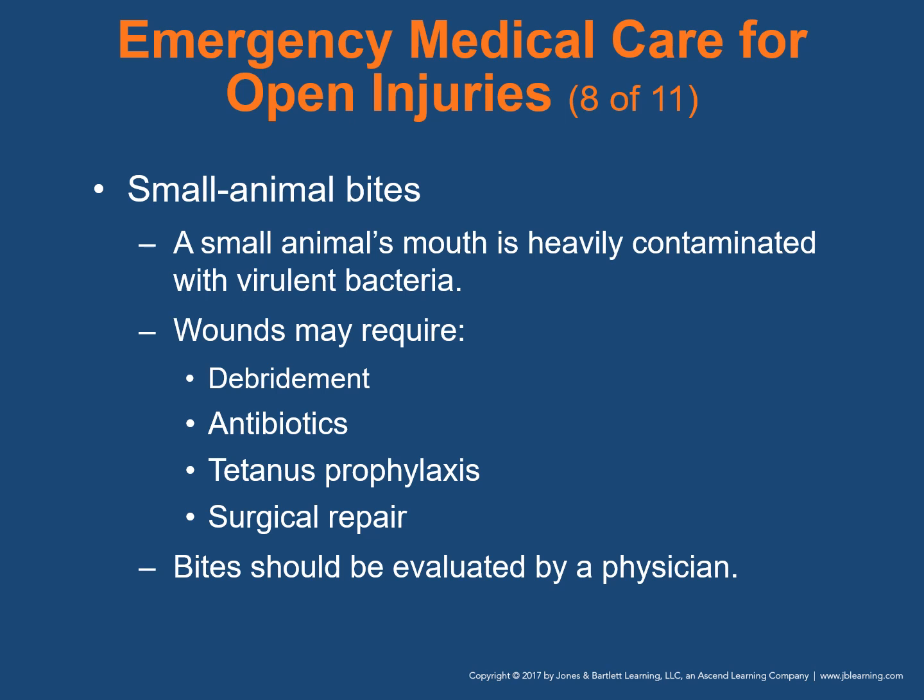Now with bites, let's talk about small animal bites and rabies. Small animal bites and rabies are common, but consider the scene and crew safety prior to entering the environment. A small animal's mouth is heavily contaminated with virulent bacteria. Consider all small animal bites to be contaminated and potentially infected wounds, and treatment may require debridement or removal of damaged tissue, antibiotics, and tetanus prophylaxis, which is the tetanus shot, and surgical repair. All small animal bites should be evaluated by a physician.